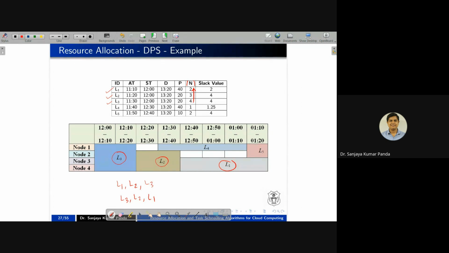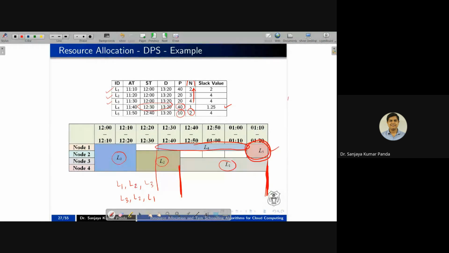Now you check for L4. L4 is asking for 12:30 to 13:20, right? So it is asking you for a 40-minute slot for one node. The 40-minute slot is available, so I am able to assign L4. Now L4 is satisfied. In the L5 case, L5 is asking for two nodes for 10 units, the duration between 12:40 and 13:20. Yes, a two-node slot is available here. So L5 is also accepted.